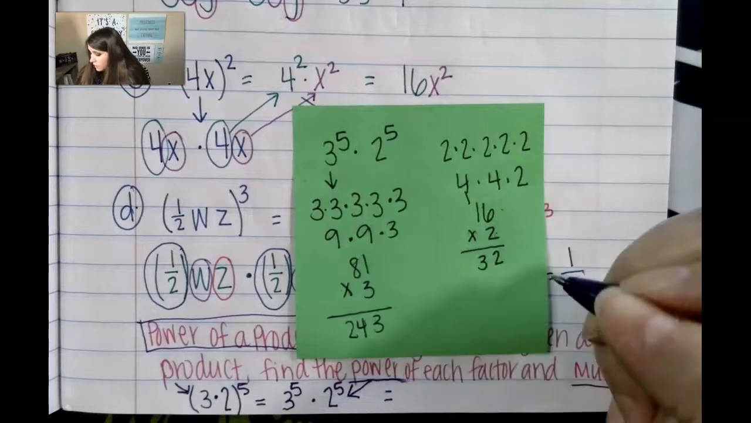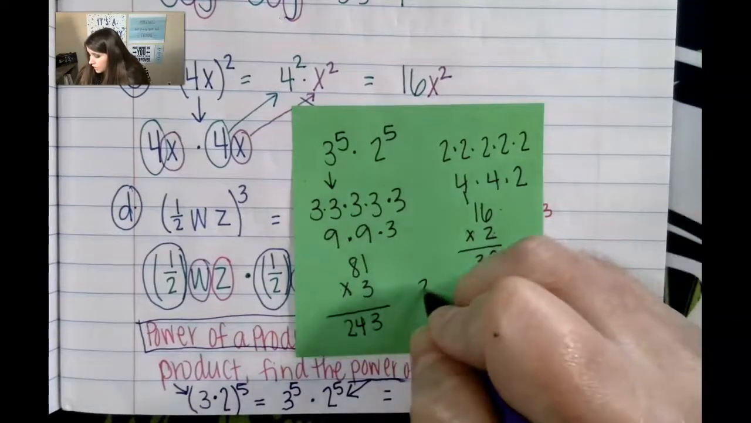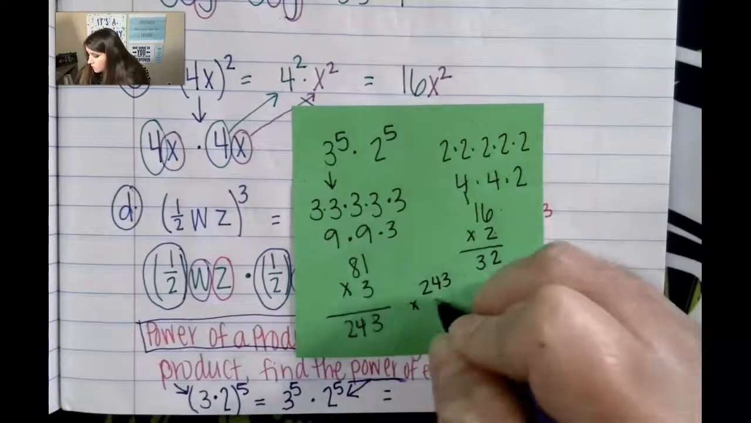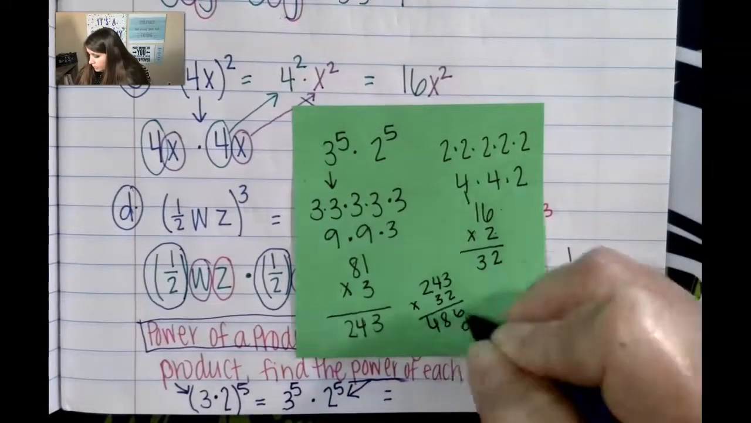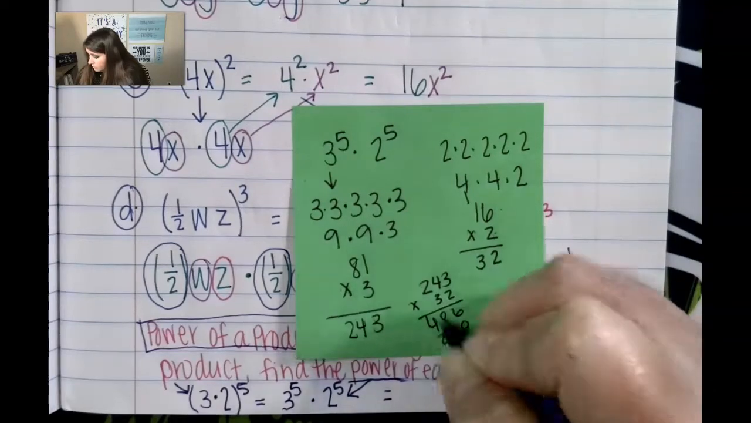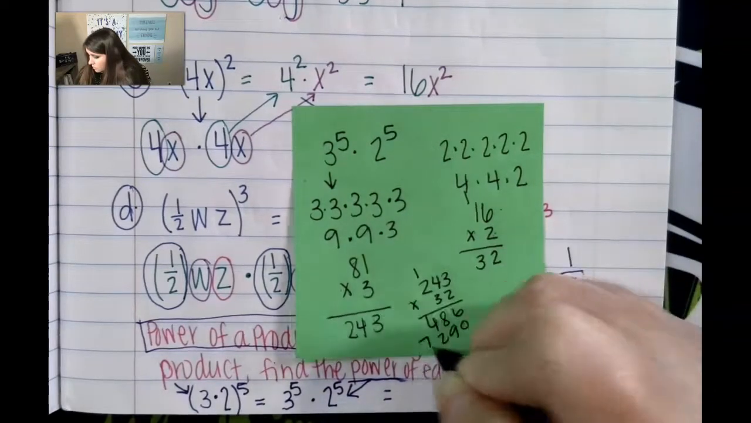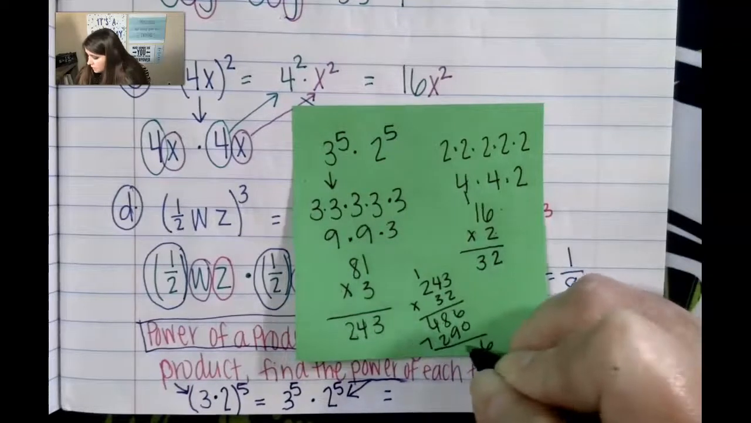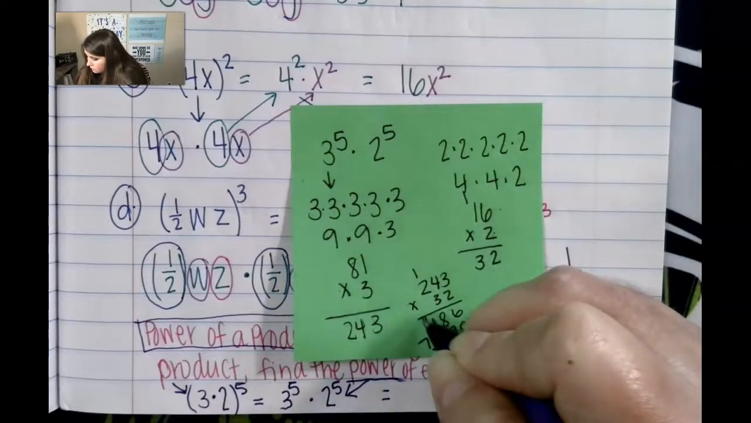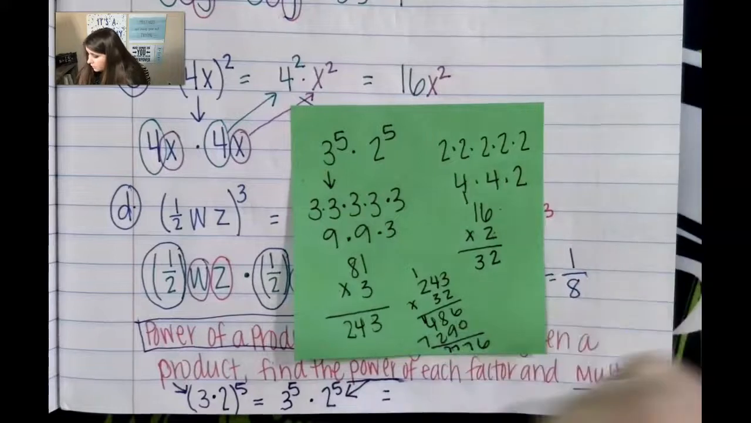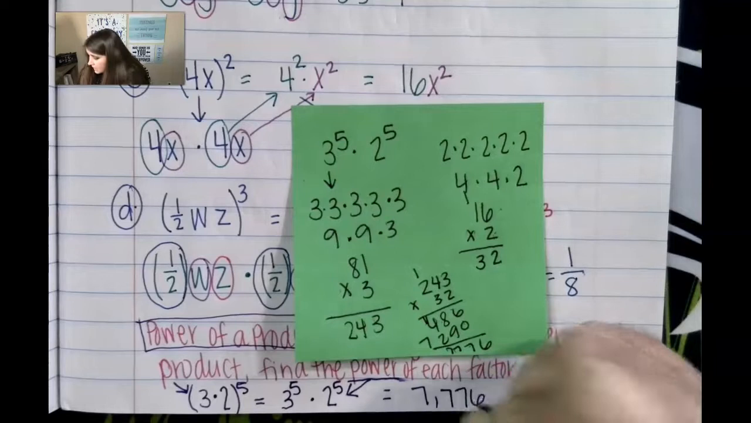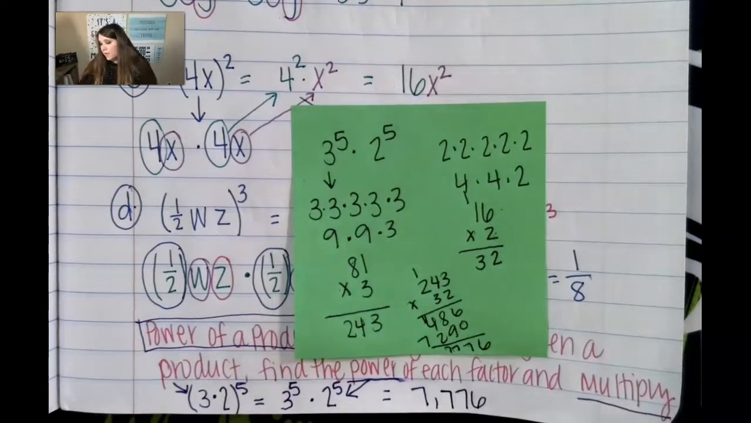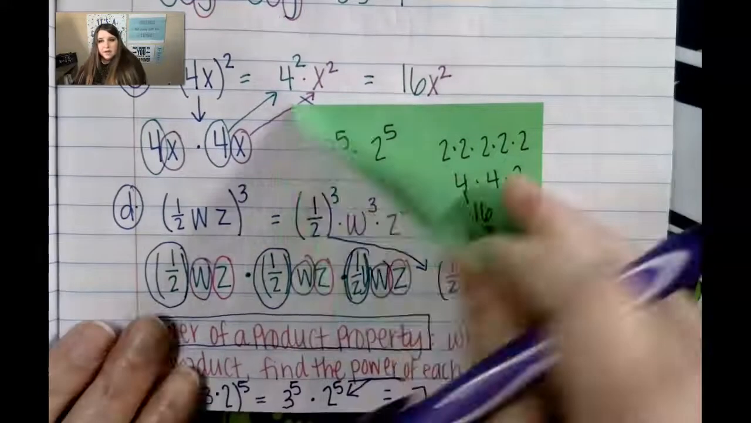So 243 times 32. And then add. So your answer is 7,776. So after you multiply, simplify it down.